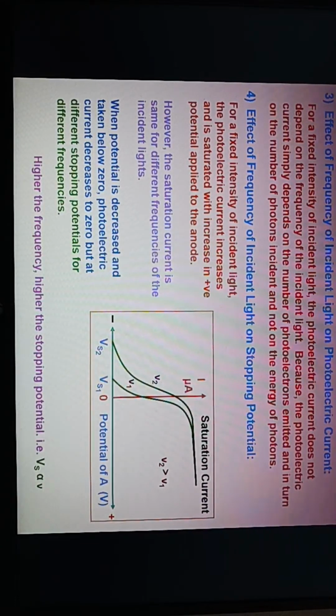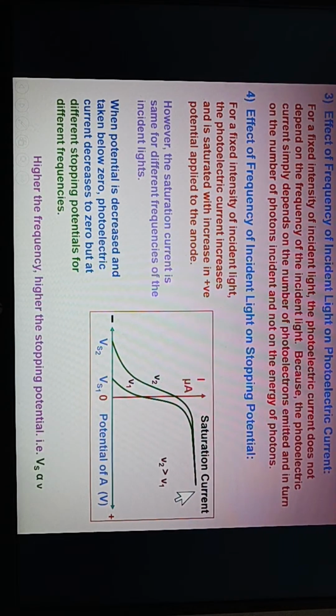Sir, what is saturation current? This is saturation current. Here you see a straight line is coming. Earlier also I explained in the graph, when the current is parallel to the potential, that is called saturation current. That photoelectric current is parallel to the potential. At that time there is no increase in current. That is called saturation current.